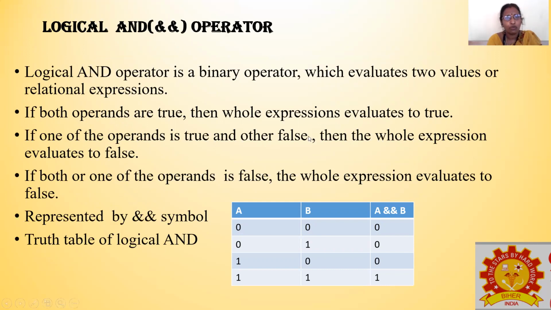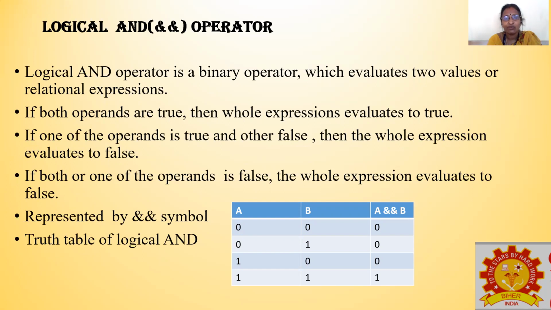The logical and operator is a binary operator which evaluates the two relational expressions. If both operands are true, then the whole expression evaluates to true. If one of the operands is true and the other is false, then the whole expression evaluates to false. If both or one of the operands is false, then the whole expression evaluates to false. It is represented by the double ampersand symbol, and the truth table of logical and is shown below.